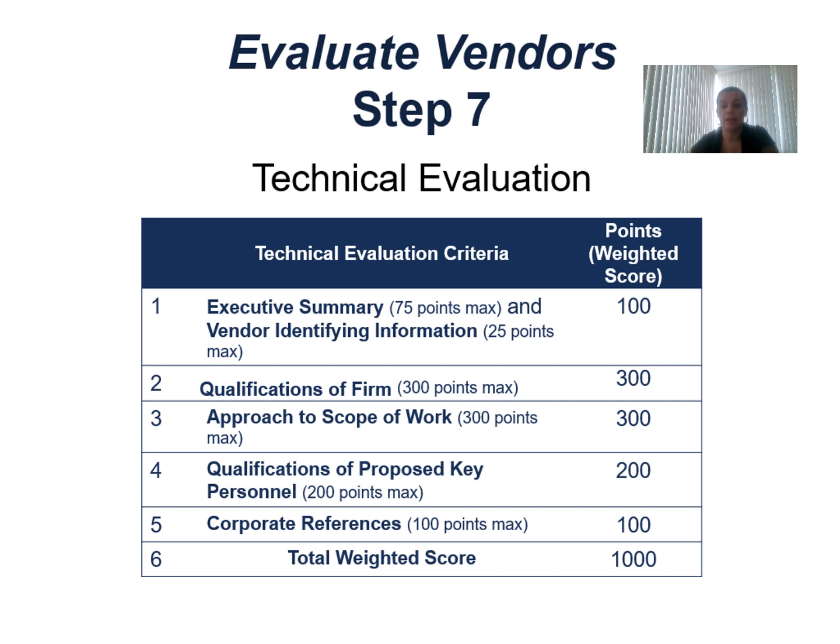So when we talk about technical evaluation, you can use technical evaluation criteria that take into account, for example, something like this. This is just an illustration. Each company should design its own matrix, but you can take this as an example. You have the executive summary, vendor identifying information, points, weighted score, qualification of firm, the maximum score, what score, approach to scope of work, qualification of proposed key personnel, what's the maximum, what was the score, corporate references, what was the score and what is the maximum. Total weighted score, you will have 1,000. If you have 1,000, go through the next phase.